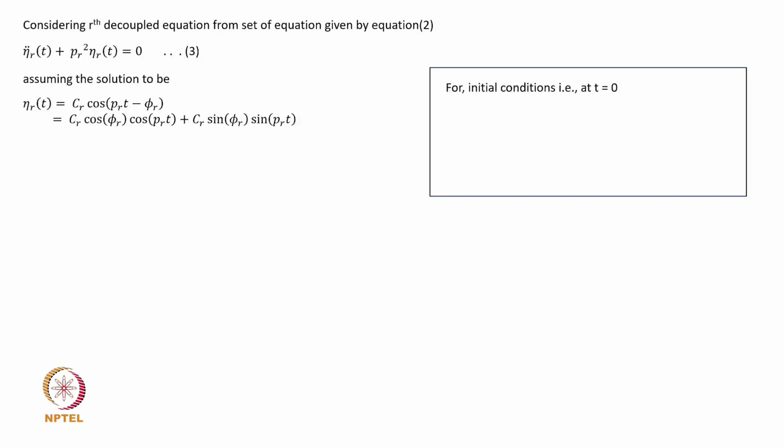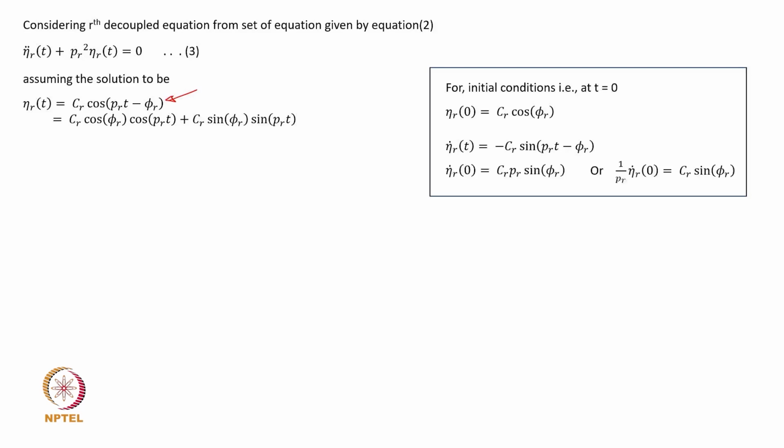Now, how do we solve this? We had discussed that as well: we assume the solution to be in a standard form which we used for a single degree of freedom system, some constant times cos(p_r t minus phi_r), and then for initial conditions for this equation, these are the two initial conditions, very well known. So, I will not get into the specifics of it, which we have already discussed.